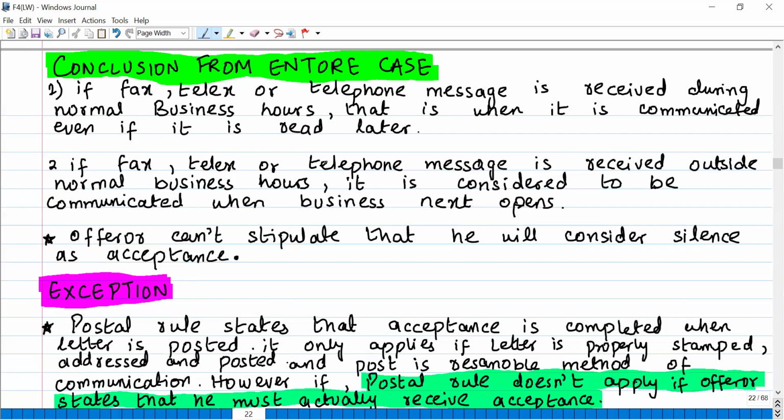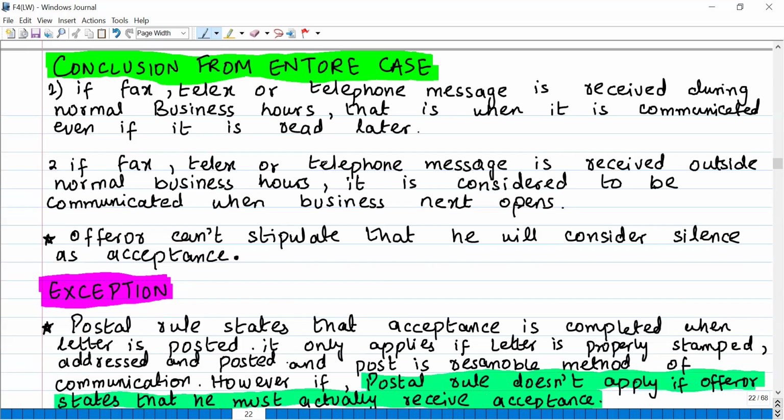Why? Because once the acceptance is received during business hours, let's say 9 to 5 in a business context, it means the communication is done, even if I read that mail, message, fax, or telex later. That is an exception, because communication normally means you are aware of it. But if the acceptance is made via fax, telex, telephone messages, email, WhatsApp, anything, once the other party has sent it during business hours, it is communicated.